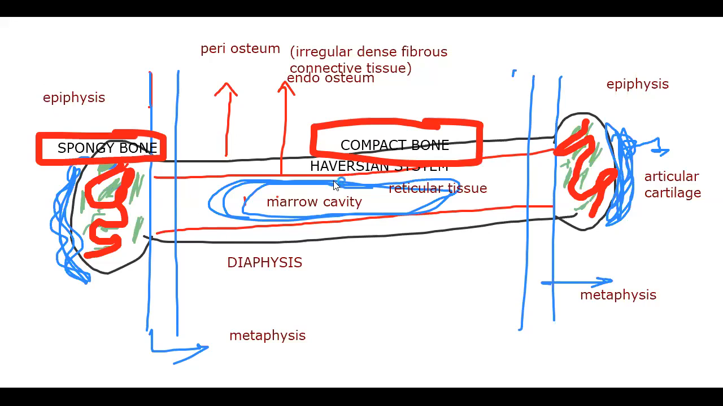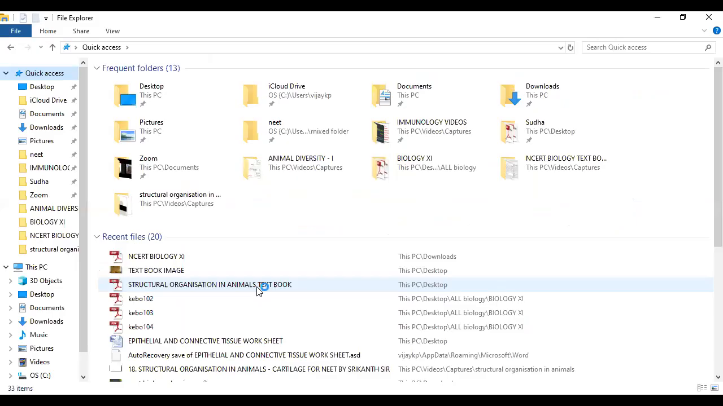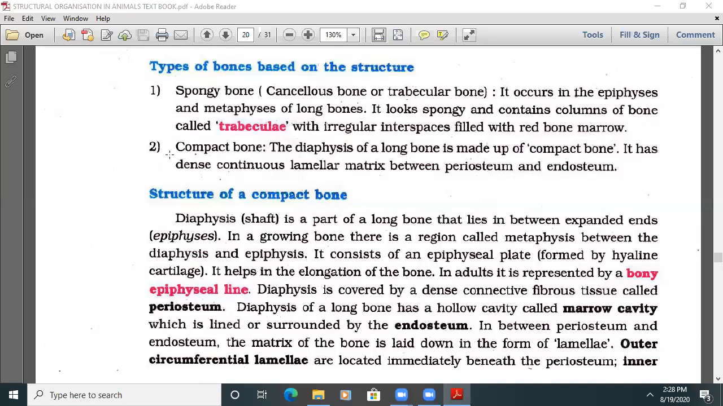I'll go to the text portion, that is structural organization in animals. We are here in bone, so I'm moving there. After learning the basics, we are trying to see the issues here. You see here, the types of bones based on structure. Here it is, types of bones based on the structure.